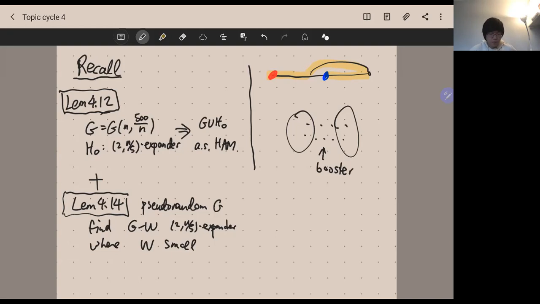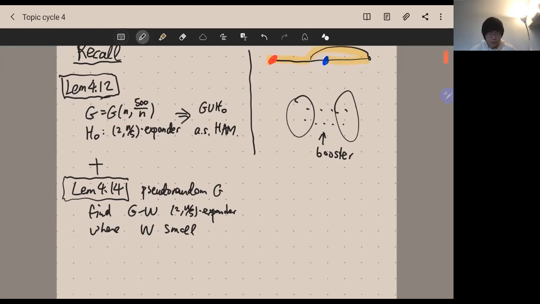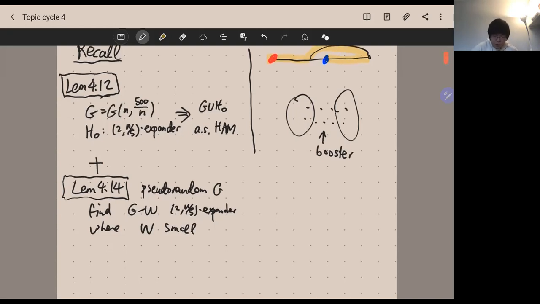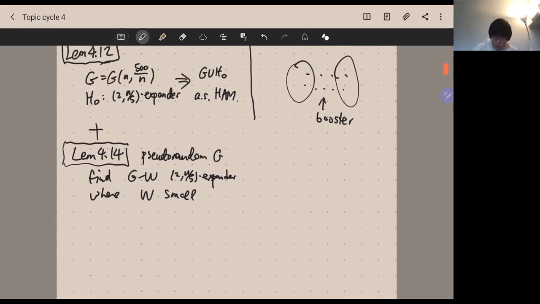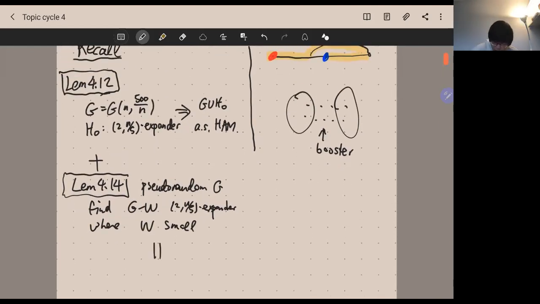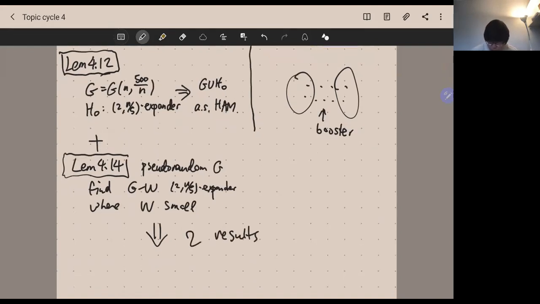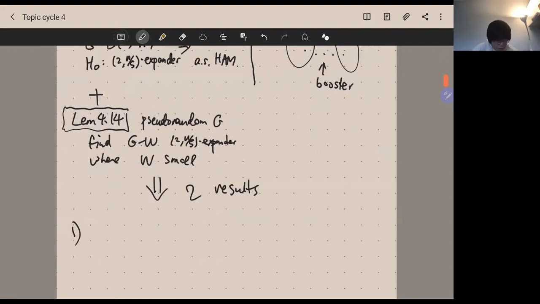So I will make lemma 4.14 precise, but let me just say the consequence of these two. So 4.12 plus 4.14, we have two very interesting consequences. These two will imply two results we will see. The first one is theorem 4.15, which again comes back to our problem of finding long paths or cycles in G(n, C/n).